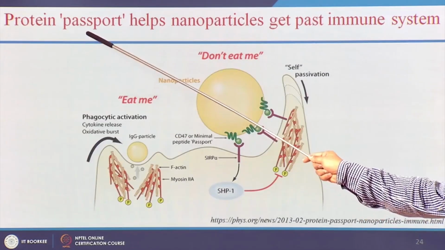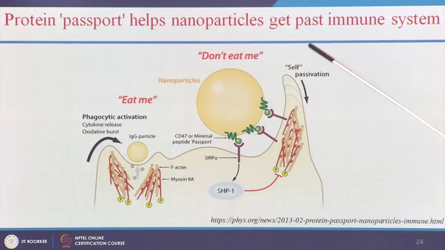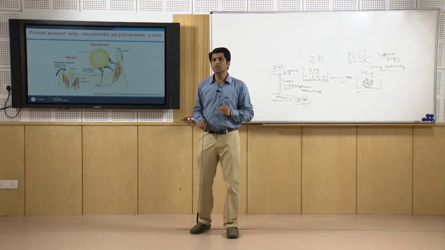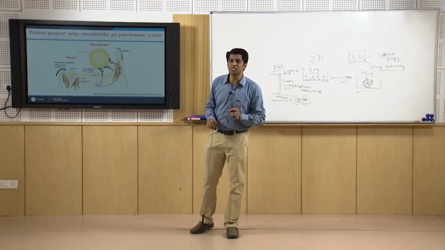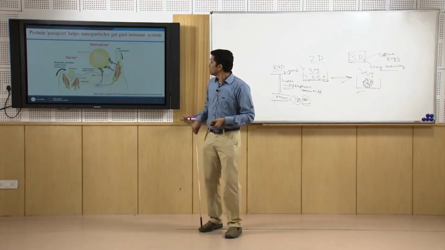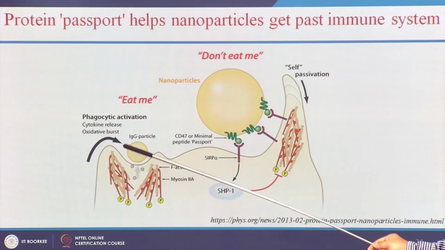So let us see another example of how we can use the protein as a passport to escape from the immune system. Usually if a nanoparticle goes inside the body, our immune system will come and attack it. So our nanoparticle has to escape from the immune system so that it can reach the target location and deliver the drug, okay. So how can we make the nanoparticle escape from the immune system? See here, you can see the example.